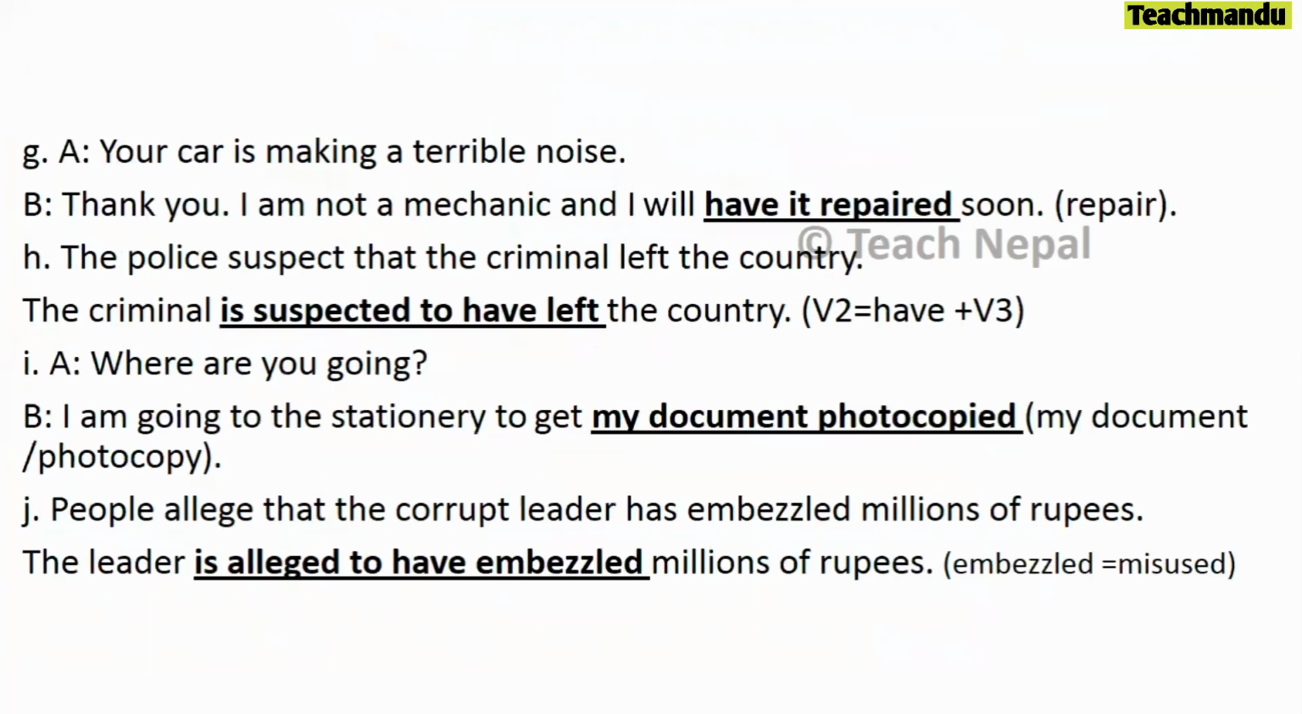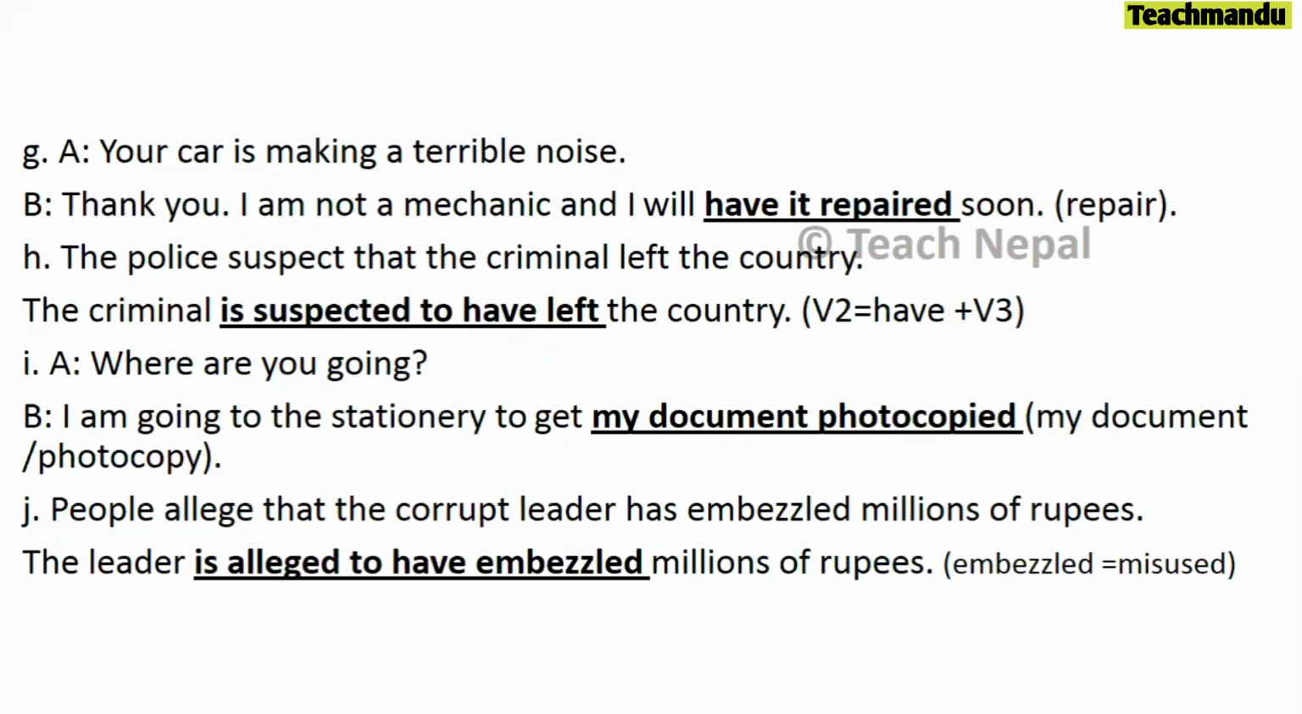Number G, your car is making a terrible noise. Thank you, I'm not a mechanic, I will have it repaired soon, right? Next, the police suspect that the criminal left the country. The criminal is suspected to have left the country. In such a way, verb 2 is there. So in case of a past simple sentence, we need to change it into present perfect.